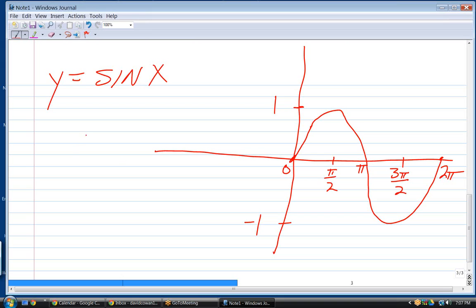As long as we're talking about these curves, let's look at the cosine curve. Notice the primary difference is the cosine curve. The cosine of 0 is 1.